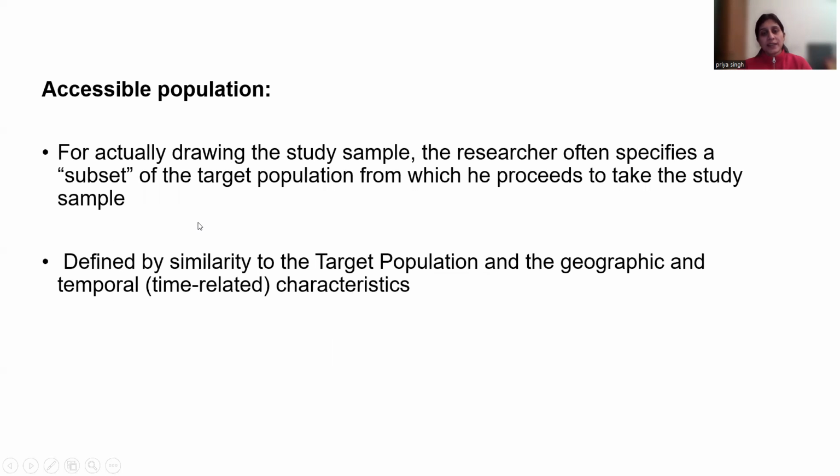While the accessible population is a subset of the target population from which the researcher proceeds to take the study sample. Accessible population is defined by similarity to the target population and geographic and temporal characteristics.